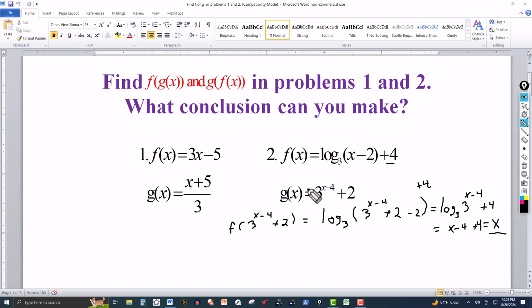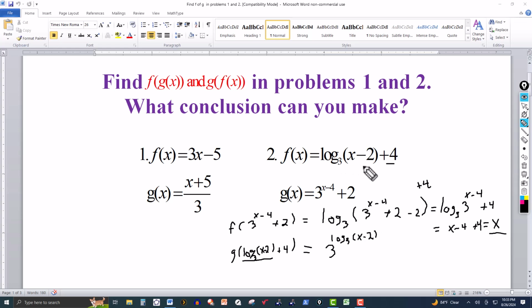This g of x turned out to be f inverse of x. So that checks out. And then for the reverse here, we have g of f of x. So f of x is the log to base 3 of x minus 2, and we have the plus 4 here. And this is supposed to be a minus 2 here. So in the g function, we replace the x by this expression here. So it's going to be 3 to the log base 3 of x minus 2, or I should say x minus 2, and then this is plus 4.